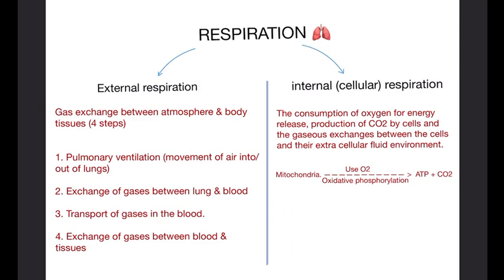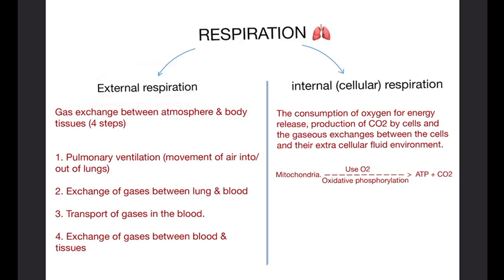Next, we have the exchange of gases between blood and tissues. First, we saw the exchange of gases between lung and blood, from the alveoli to the capillaries. Then from the capillaries, the blood flows and reaches the tissues. So from lung to blood to tissues, all of this comes under external respiration.